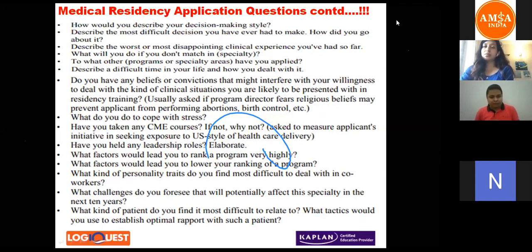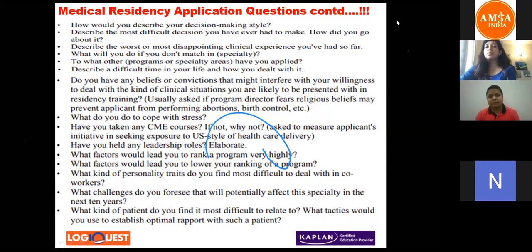What factors would lead you to rank a program very highly and rank a program at the lowest bottom? So what is the factor? If you are given a choice, what is the best factor and what's the lowest factor? So you will have to tell them accordingly. Could be anything. We can always have a separate session to frame answers for this, but right now it's only for your understanding.